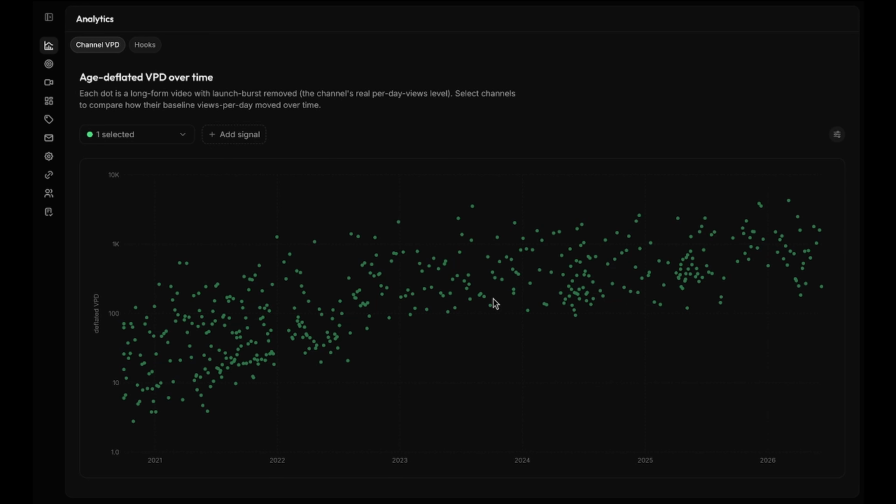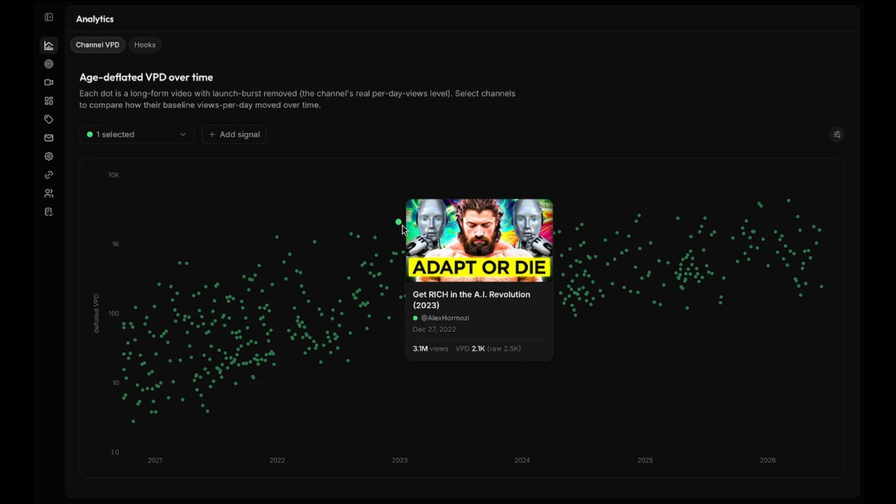So another way to look at this is by looking at his channel over time, or longitudinally. And not just because I wanted an excuse to say longitudinal, but because it's actually super interesting. So this chart shows every long form video he's published going back to 2021, which is as far back as the data on his channel goes. Each dot here is a video, and they're ranked here again by VPD, or views per day.